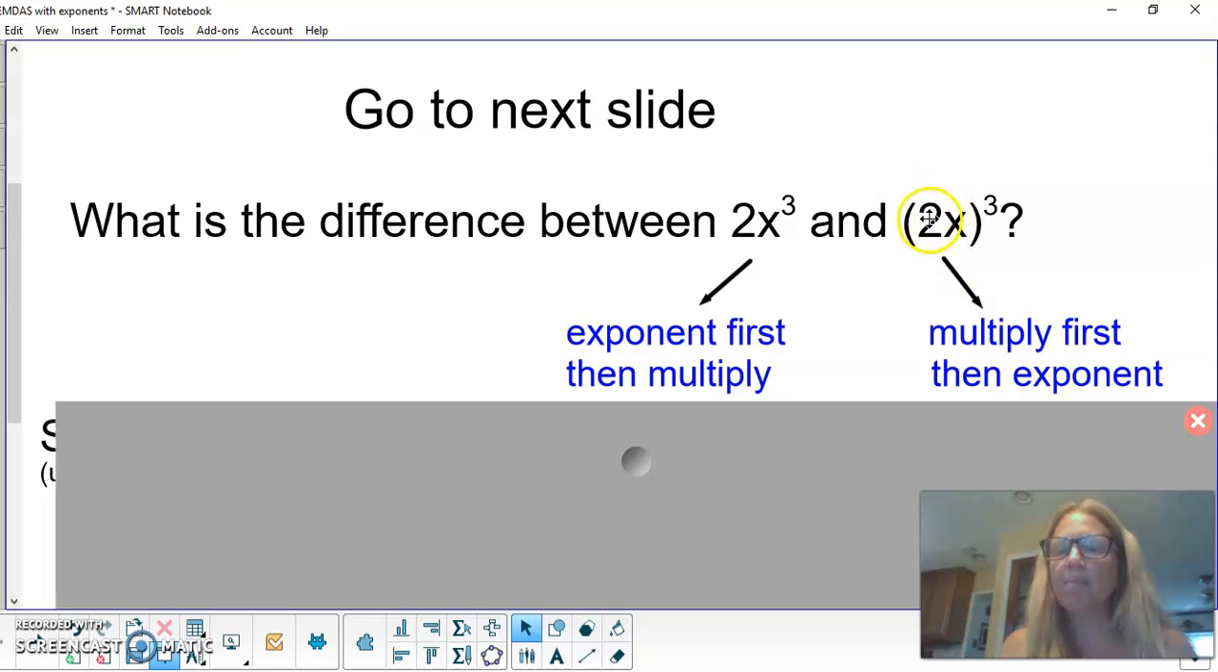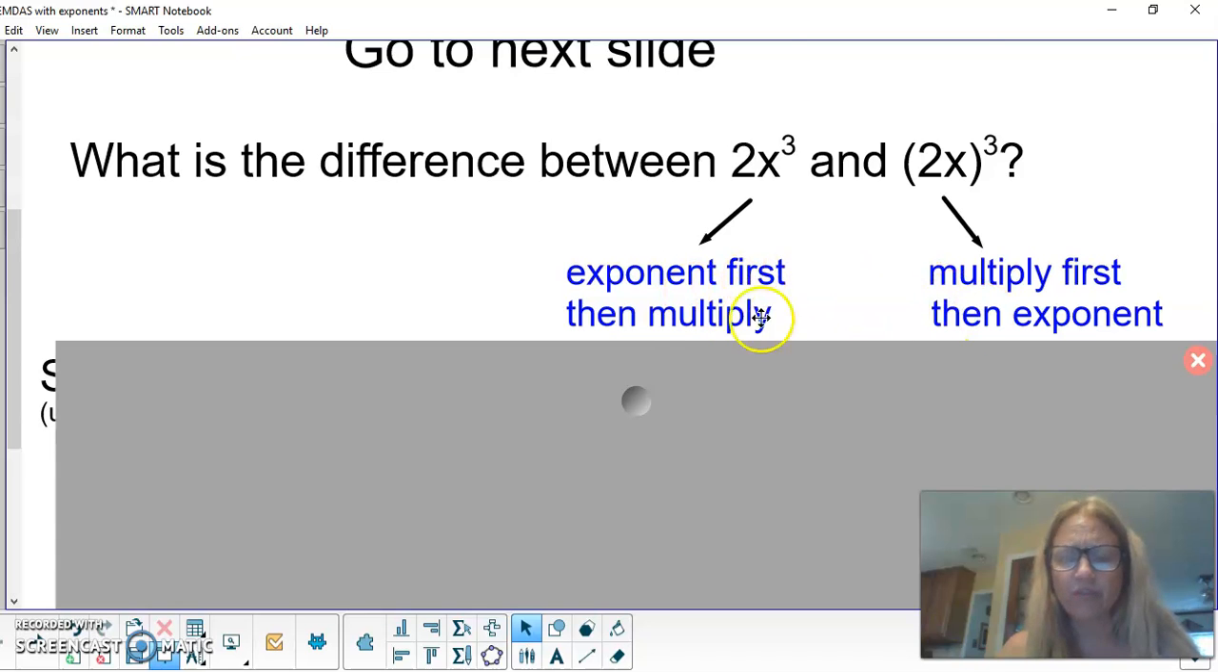But here you had to multiply first because 2 times x is inside the parentheses. You have to multiply first, then the exponent. That's it. Simple. That's all you had to do. If you were more elaborate, fine, great, wonderful. But that's all I was wanting, just for you to know the difference.